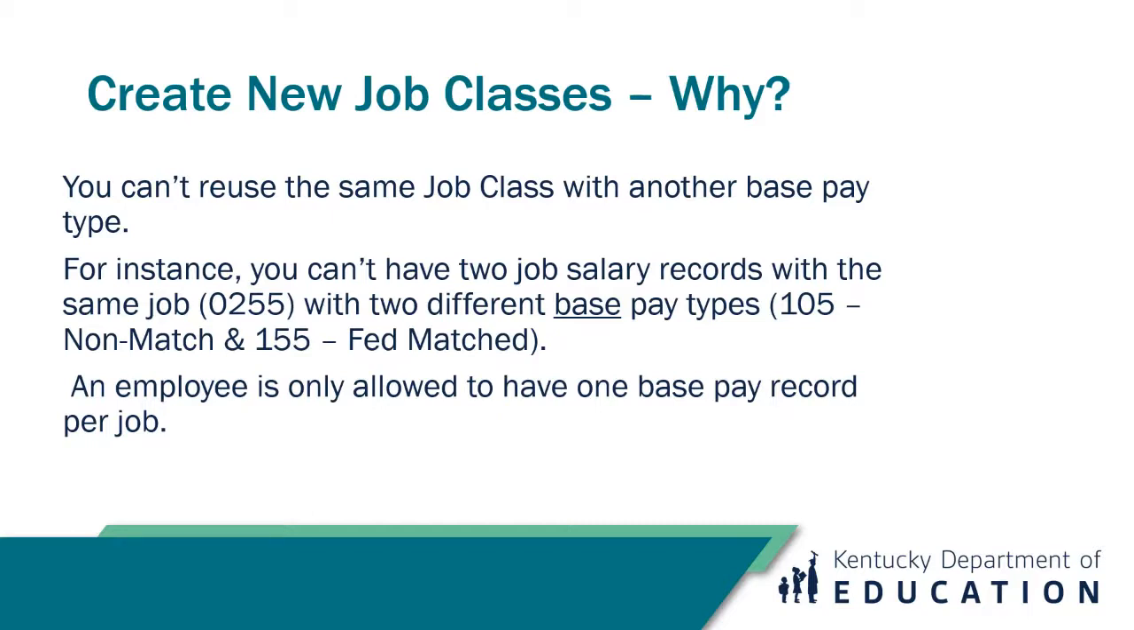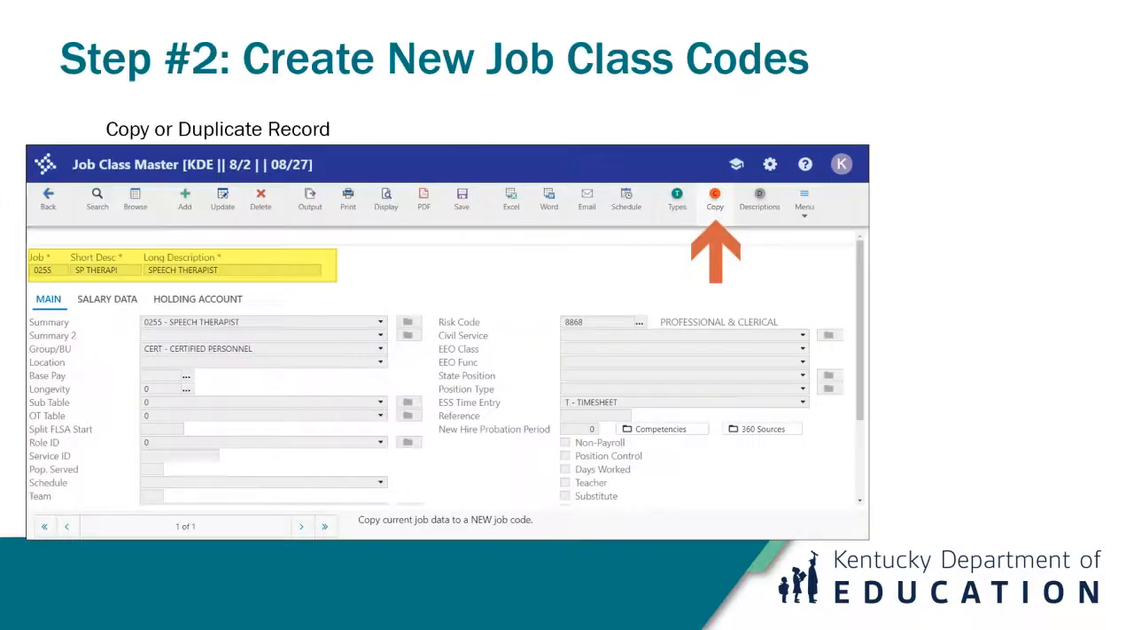To do that, you will need to create new job class codes. And this is where it can get a little ugly, because you would be cluttering up your system with job classes that you maybe don't want. So something to consider. This is a screenshot of version 2019. In 2019, the button says copy. In version 11.3, it says duplicate.